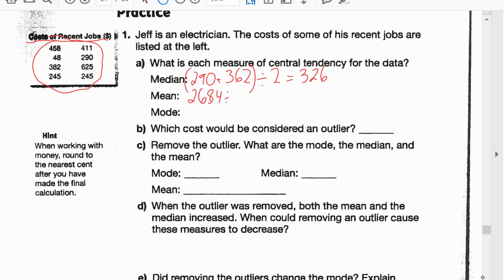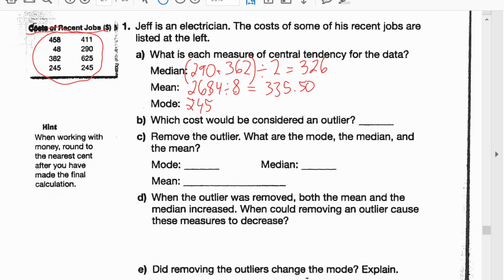All right, so the mean, you would add all of them together, which would be 2,684, and you divide it by how many there are, which is 8, and we'd get $335.50. And then the mode would be the most often middle value, right? Yeah, so 245. Or most common value, yeah, 245.